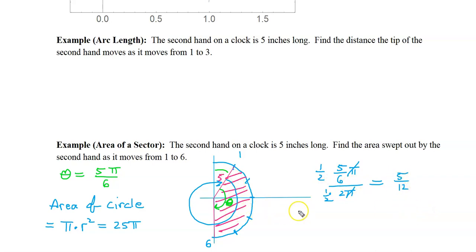So then the area of the sector swept out by the second hand is going to be 5/12 of this entire area. That's the area of the entire circle of radius 5. So our answer is going to be 5/12 times 25 pi, and that is approximately 32.725. And the units there would be square inches.